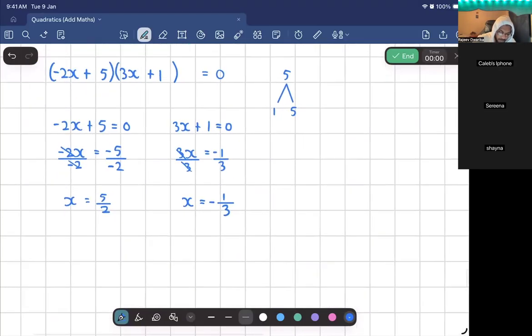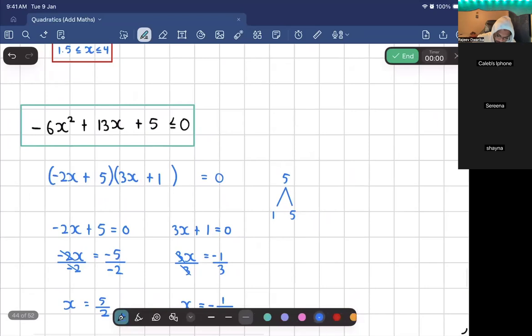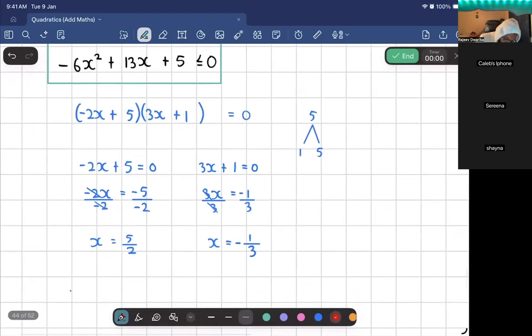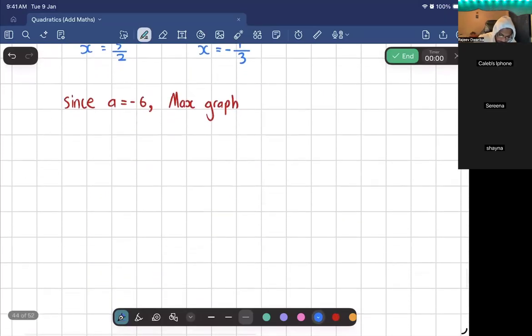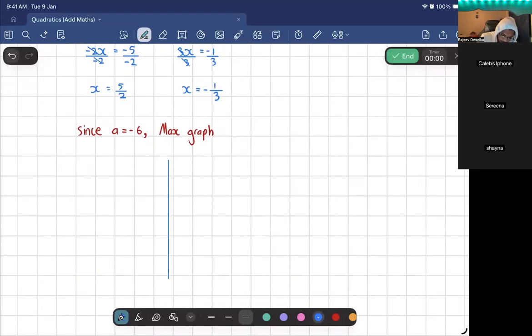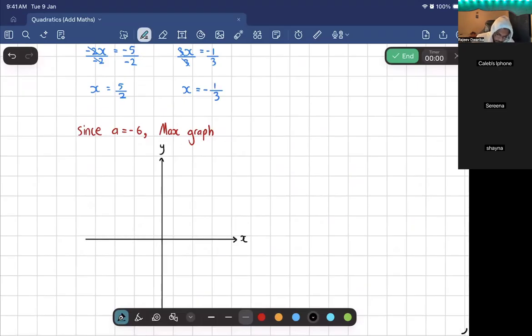Great, great. Next thing. What is the coefficient of x squared? Negative 6. Right? It'll be a maximum graph. All right, so that being said, let me sketch my graph. This is y, this is x. Okay, you all right with that?